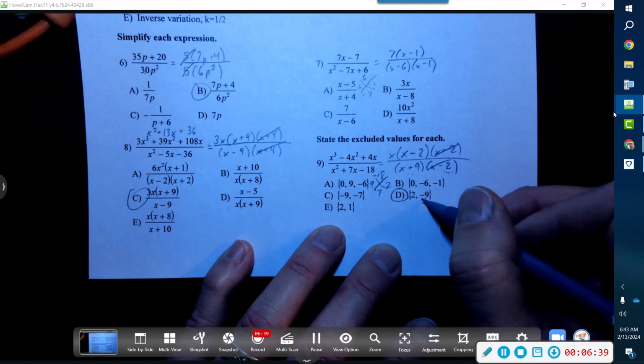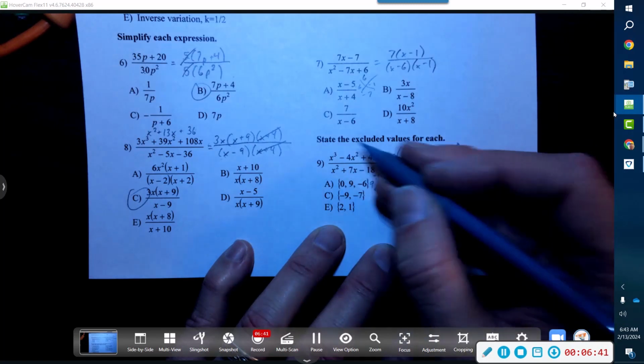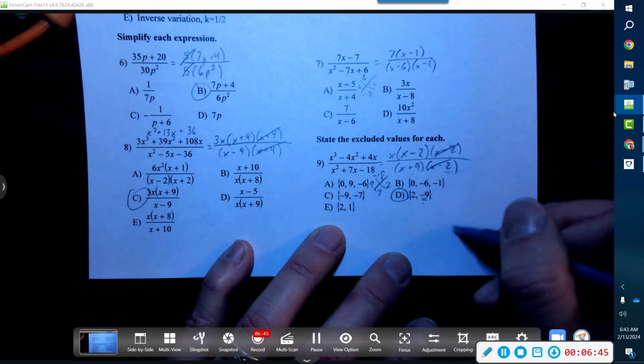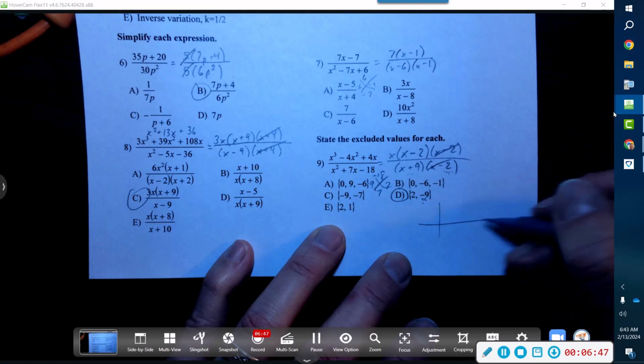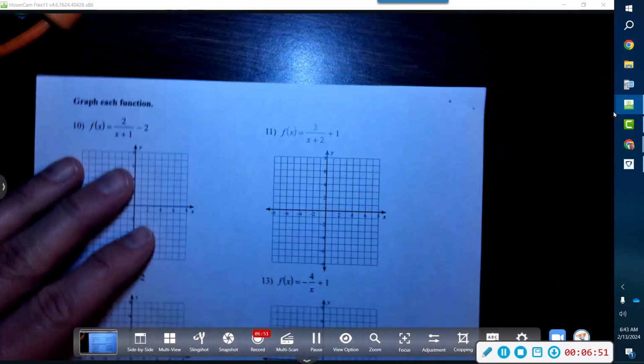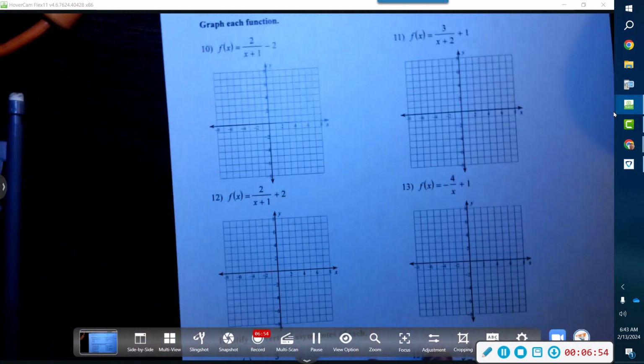I cannot plug them into this function, or else, well, this is an expression, but I would be dividing by 0. So if we were to graph this, that means that we would actually have 2 asymptotes. Okay, but we're not graphing those in algebra 2. All right, so here are the graphs for these guys.